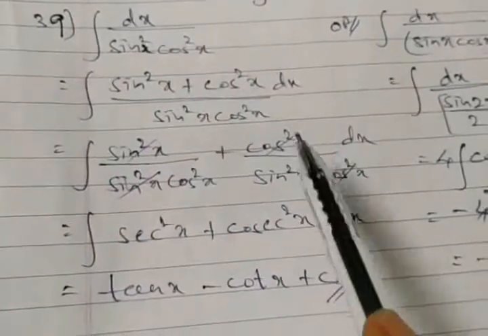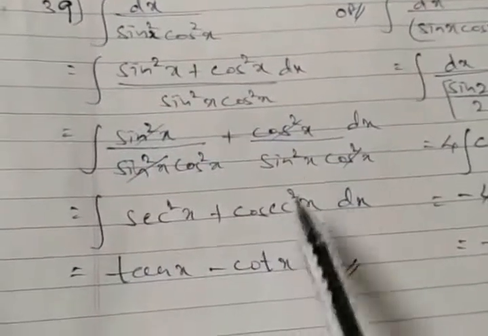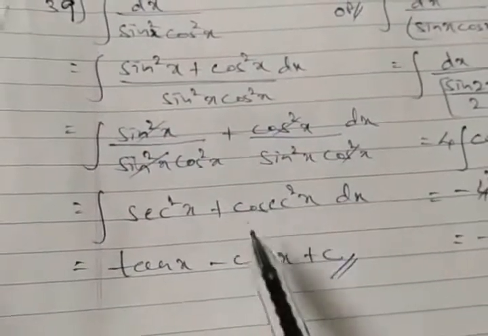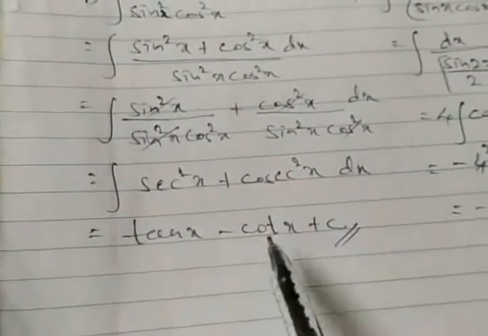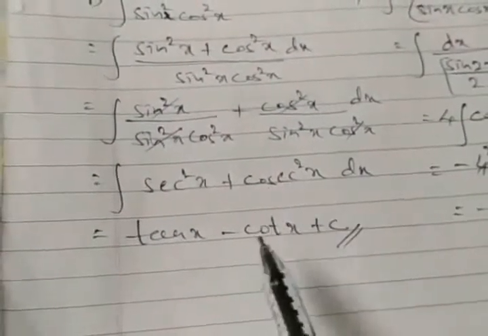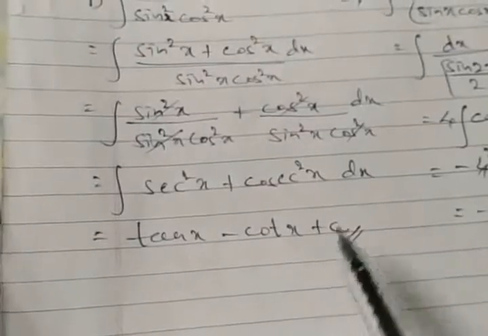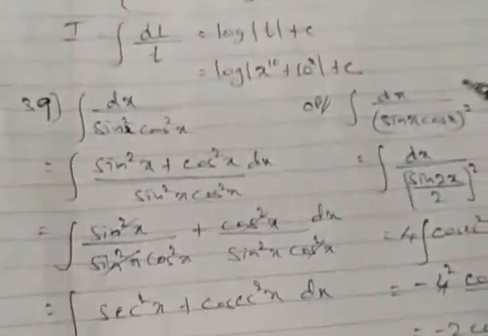Cos square gets eliminated, we find 1 by sin square, this is cosecant square. Happy to see this term for integration. So integration of secant square is tan x, minus integration of cosecant square is minus cot x, plus c should be the answer. Okay, so this is one option.